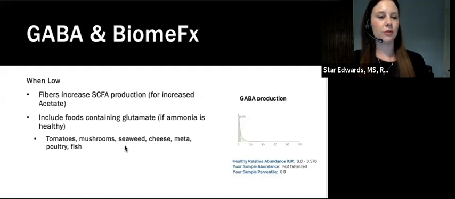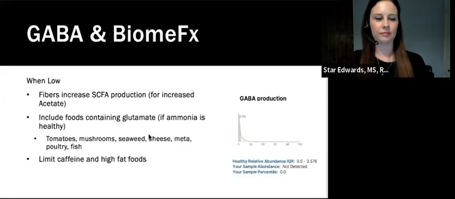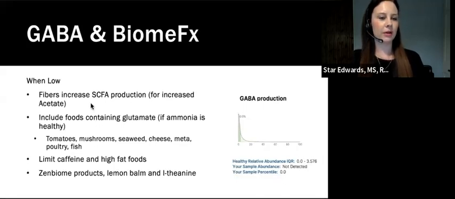So you may want to include foods like tomatoes and mushrooms. Limit caffeine and high-fat foods, as these have been shown to decrease GABA levels. And Zymbiome, lemon balm and L-theanine can help increase GABA production as well.